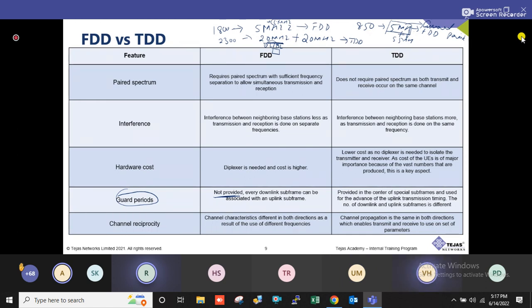Typically, to quickly answer you, it is called a special subframe. I'll come to the special subframe concept whenever we are discussing the frame configuration in TDD. Any other doubt?